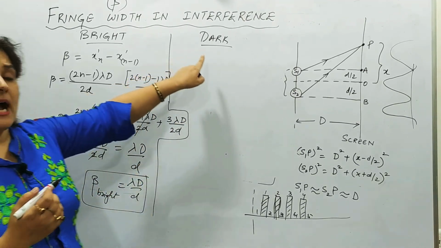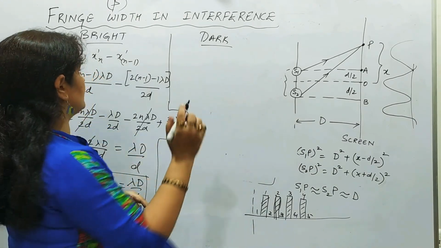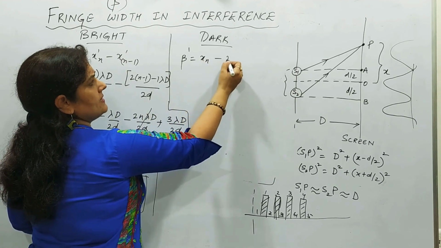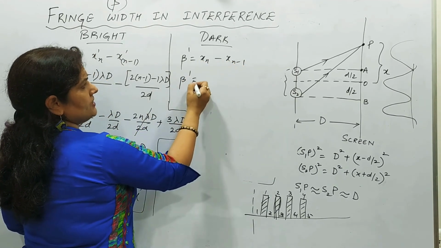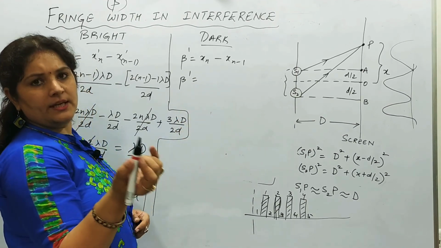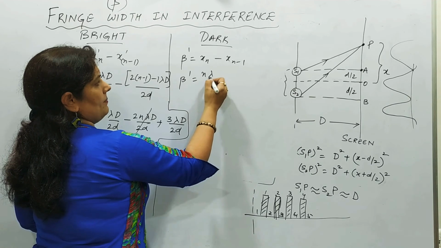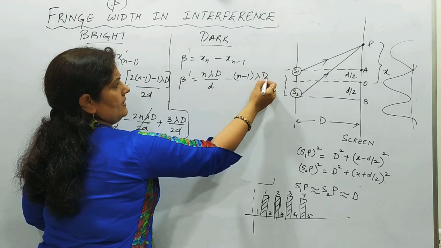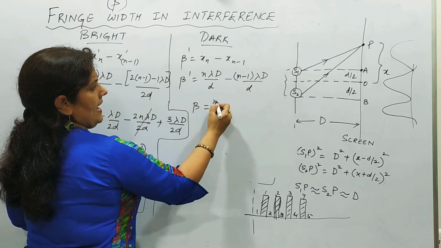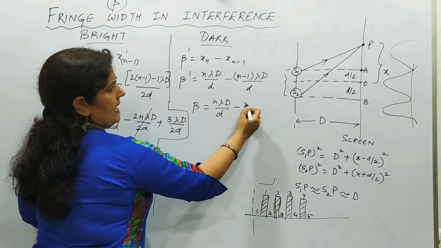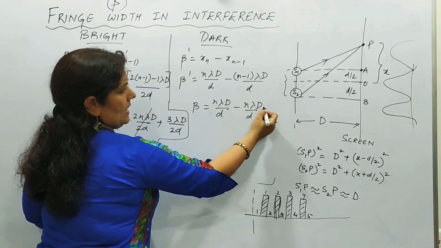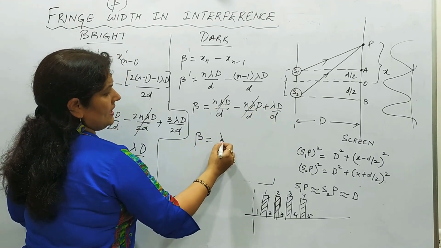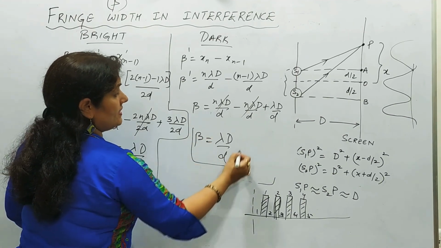Now similarly for dark. Dark means the distance between the two brights. Beta dash will be xn minus xn minus 1. So beta dash would be, we know this, just now we have studied, it is n lambda D by d minus, in place of n, n minus 1, lambda D by d. Solving, n lambda D by d minus n lambda D by d plus lambda D by d. Cancelling, beta comes out to be lambda D by d. This is a very, very important expression.